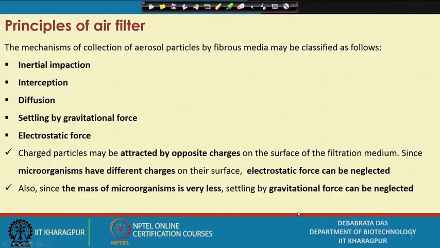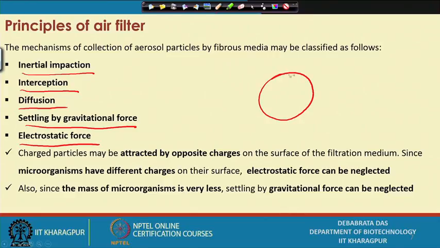Now, there are different principles through which particles can be separated from air with the help of an air filter, and these principles are several. One is called inertial impaction, then interception, diffusion, settling by gravitational force and the electrostatic force of attraction. Now, what is called inertial impaction?